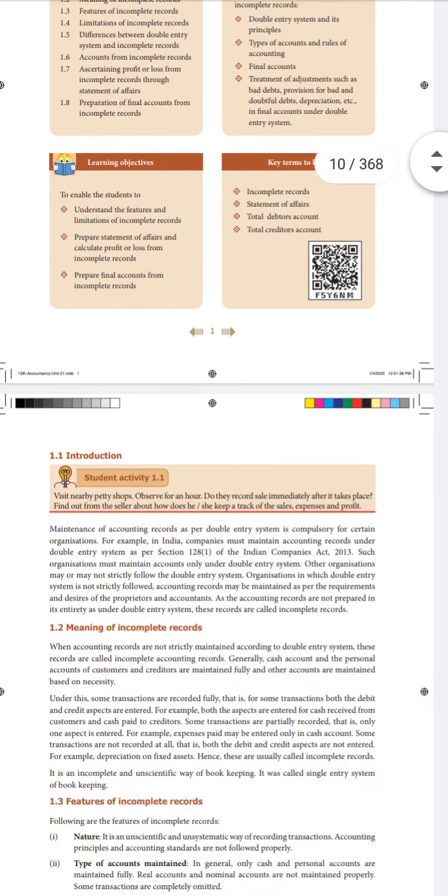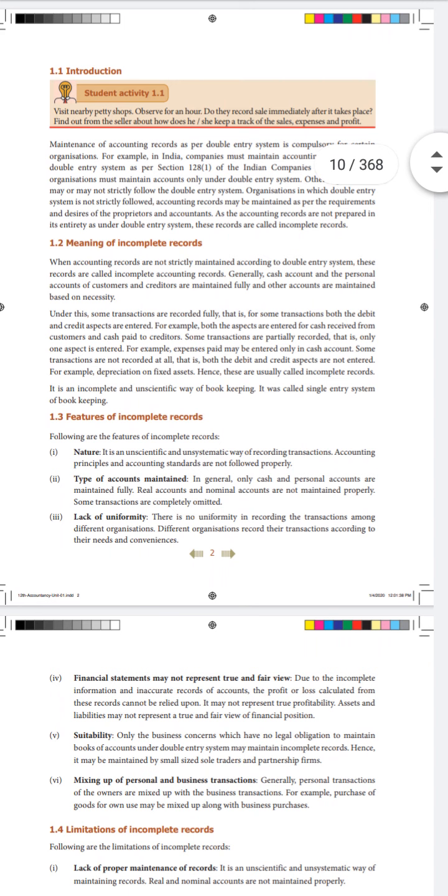First, let's move on to the introduction part. Here in the introduction, they've given that when the accounting system, that is we normally follow the double entry system, right? When we do not maintain our records as per the double entry system, then we call it incomplete records, because as per double entry system we'll be entering both the debit and the credit aspect, right? But since the name itself says it is incomplete, we'll be entering either of these two.